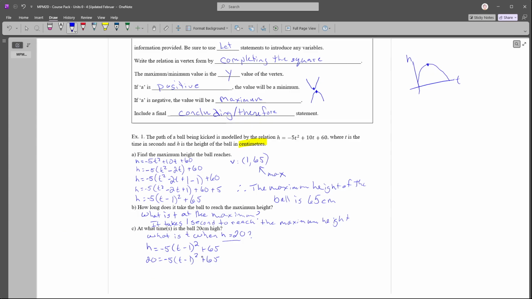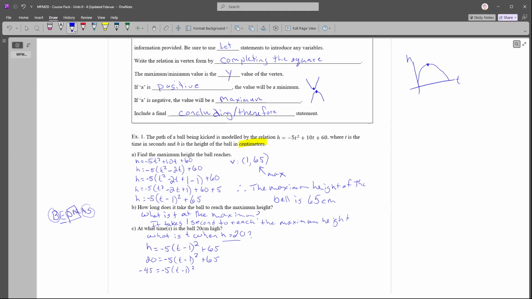Remember, whenever you're trying to isolate for a variable in an equation, you're basically following BEDMAS backwards. So I want to do additions and subtractions first, then I'll handle my divisions and multiplications, then I'll do my exponents, and then I'll do my brackets. So I'm going to start with additions and subtractions first. I'm adding this 65, so I need to do the opposite operation to both sides. That means 20 minus 65 is -45 equals -5(t - 1)^2, and the 65 cancels out.